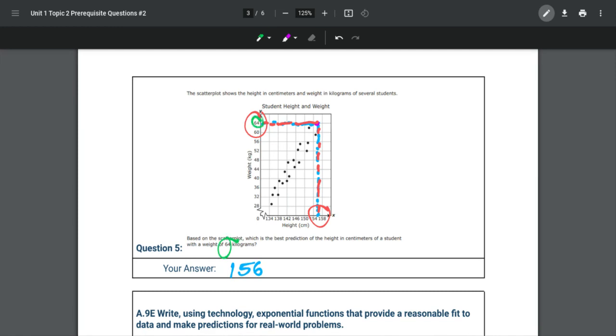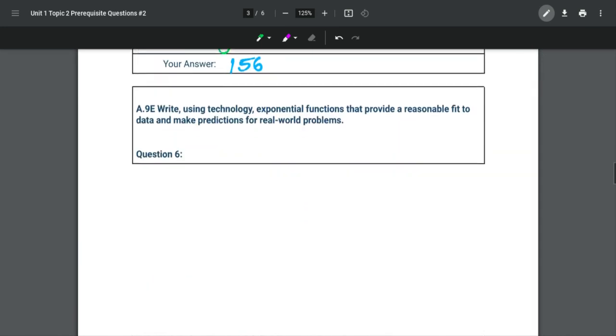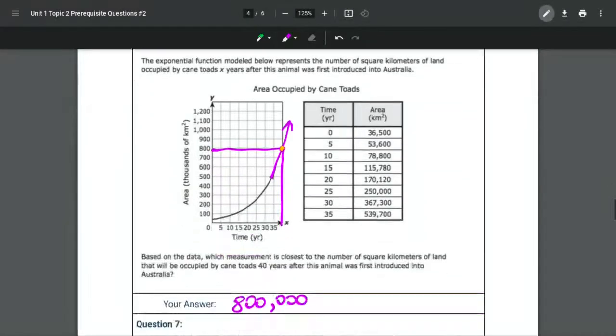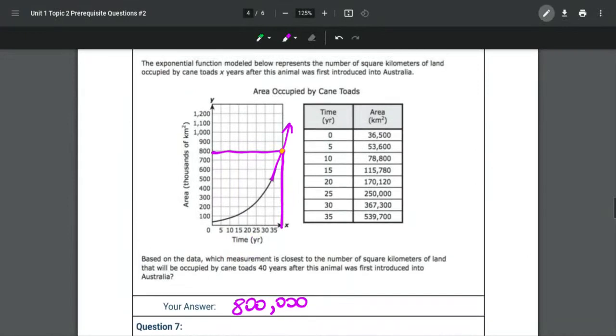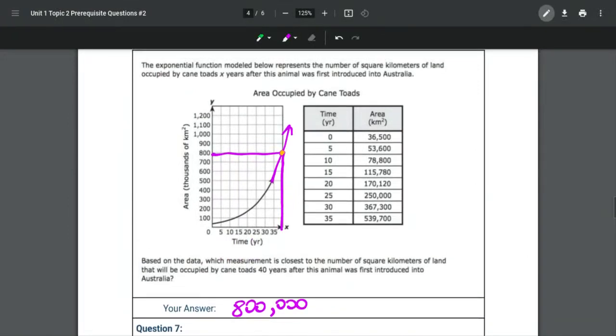Now, with all of these, please understand the importance of finding what they're talking about, 64. You find it right here, and then you go across and you drop it down. That's how you get 156. Similarly, you're going to apply a similar technique here. You're going to extend the graph, and they're talking about 40. So 40 would be here, and then you go up to the graph, and then you go to the side. That's how you get 800.